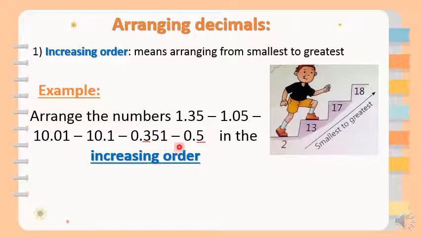0.351 is smaller than 0.5. So we will start by 0.351. It's smaller than 0.5. Then let's look at the other decimal numbers. Here we will have 1 in the whole part. Here we have 10 and here we will have 10. The smaller are 1 and 1. They have the same whole part. So let's start comparing the decimal part.